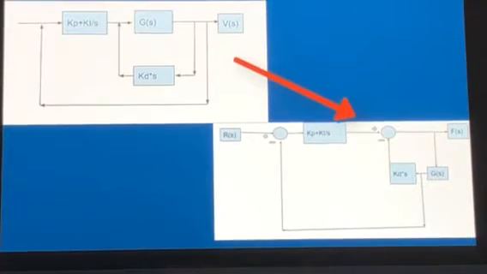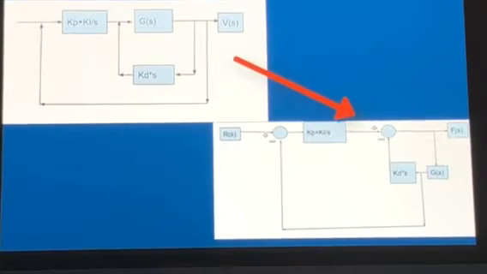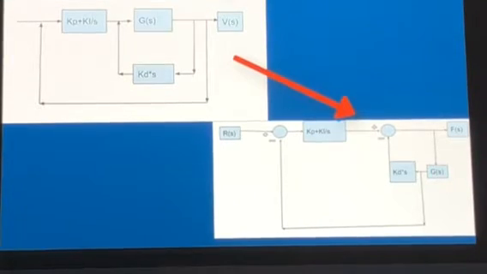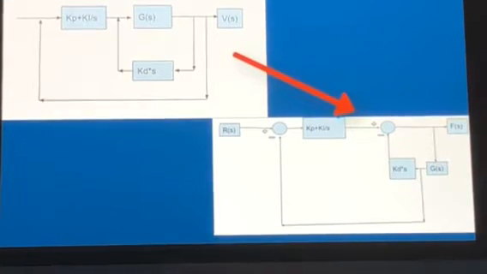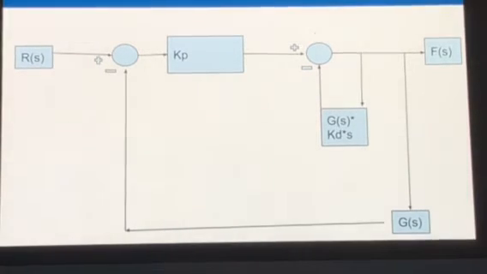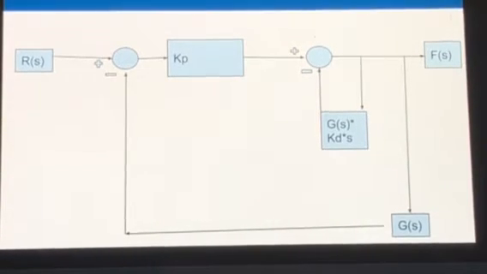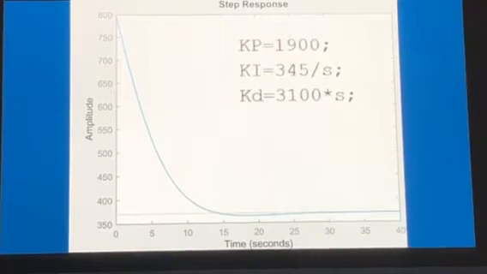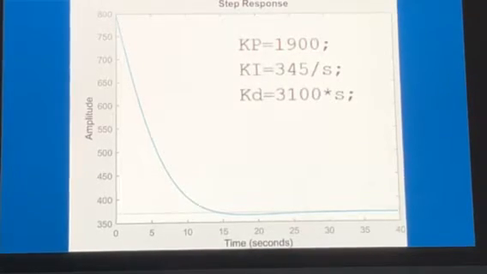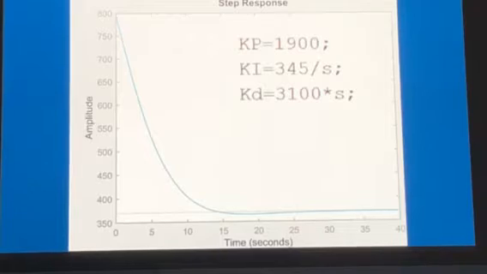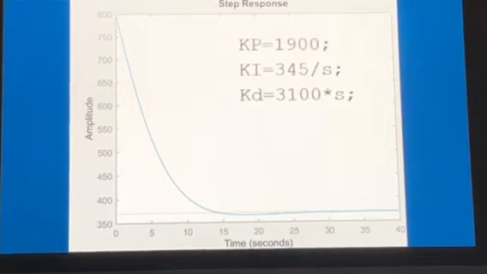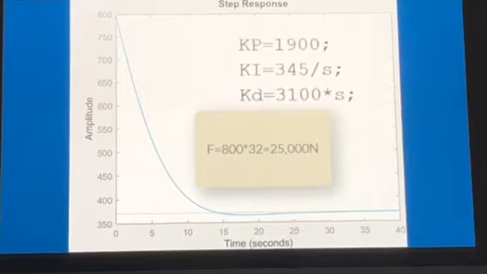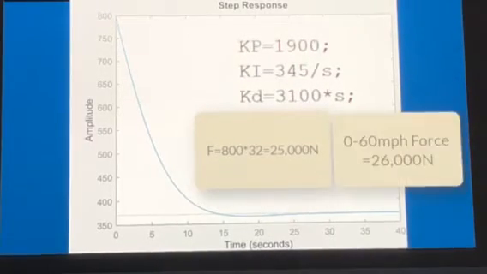The block diagram for the PID controlled system can be rearranged so that the force the motor must output can be determined as shown. This block diagram can be further simplified into an inner and outer feedback loop that MATLAB can easily calculate and plot. The Kp, Ki, and Kd values from the previous slide give us a peak force of about 800, which, when multiplied by our desired speed of 32 meters per second, gives a motor force of 25,000 newtons. This value is less than the force the car uses to reach its 0 to 60 mile per hour speed, so it is reasonable.